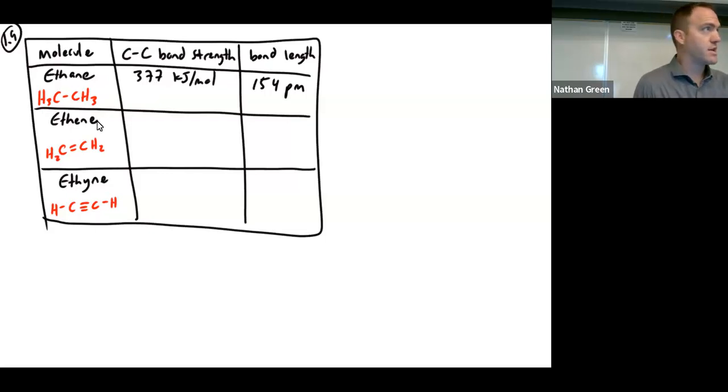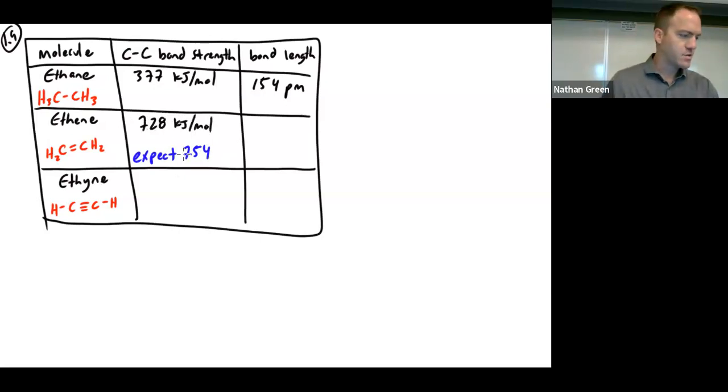Twice as strong, right? It's kind of a logical way of approaching it. Ethane has 1 bond between the 2 carbons. Ethene has 2. So if you take 377 times 2, you would expect this to be 754. Some of you can do that in your head. I definitely did this before class on a calculator. To each their own. You would expect 754 kilojoules per mole, but when you actually measure the bond strength here, it's only 728 kilojoules per mole.